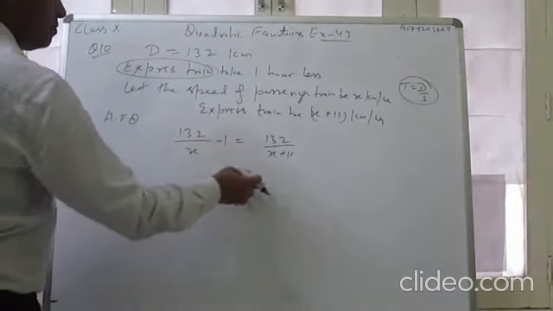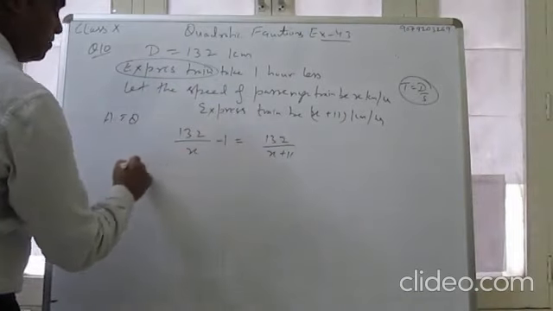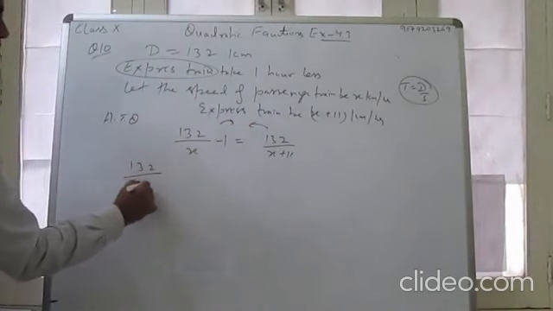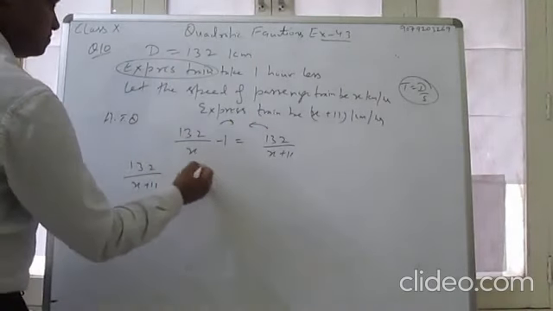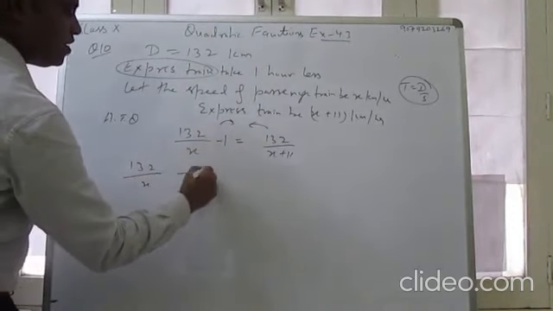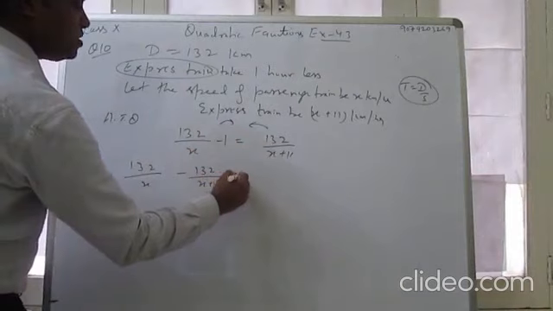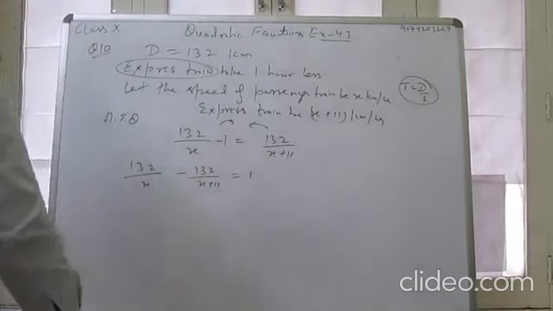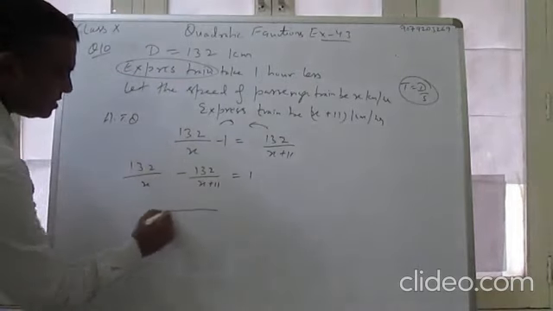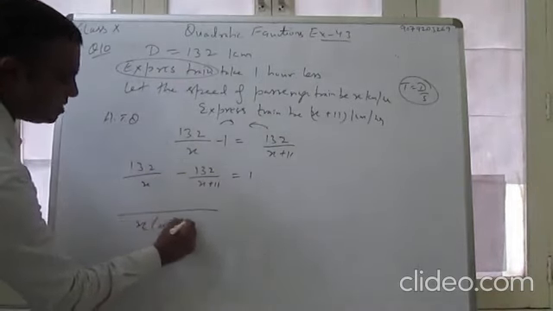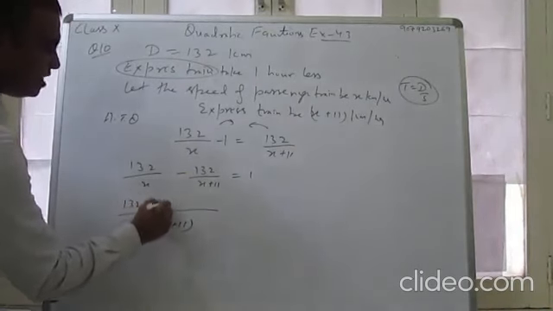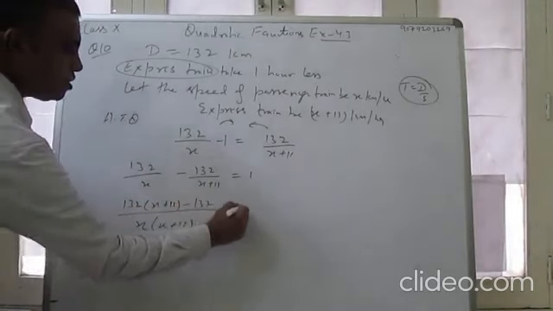Now solve it. You will take 1 that side, so it becomes 132. Bring this here and take this there. 132 upon x minus 132 upon x plus 11 is equal to 1. Now solve it. Take the LCM, x into x plus 11. 132 into x plus 11 minus 132x is equal to 1 times the LCM.